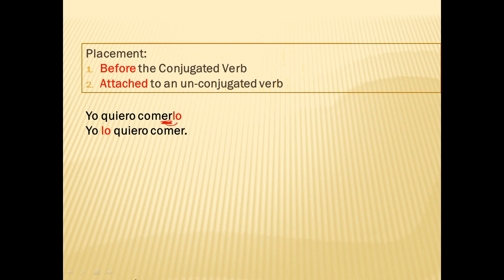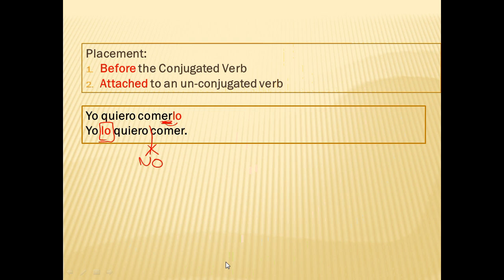So you can say yo quiero comerlo or yo lo quiero comer. It does not matter. It cannot go in between here. Okay? No. You cannot put it in between. So make sure you write down that example. So next, that's all with the notes.